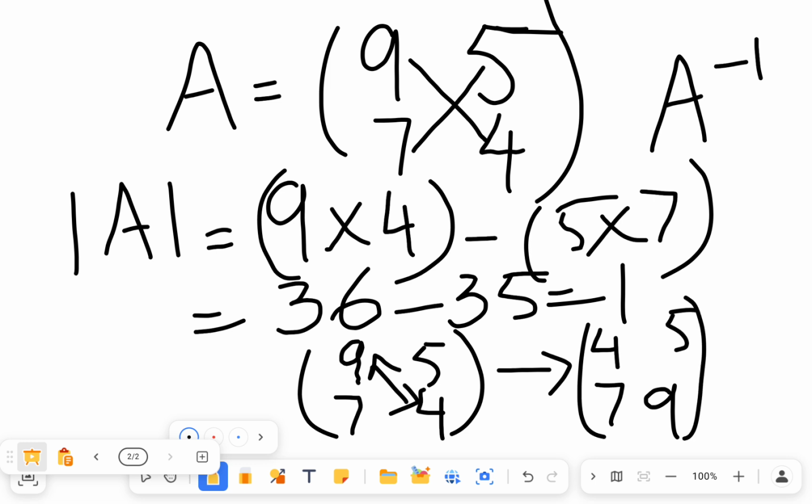And step 3 is change the sign of the elements of the other diagonal. The other diagonal is 5, 7. So I change the sign of the elements of the other diagonal. So what is the answer? A inverse. This is the answer. A inverse is 4, minus 5, minus 7 and 9. So this is the answer of A inverse.